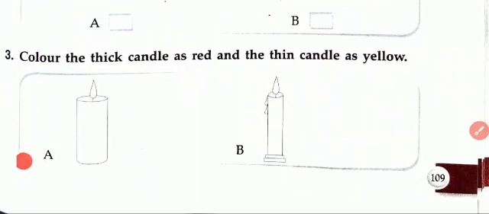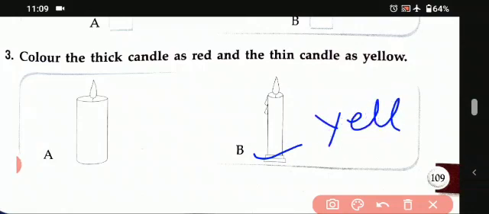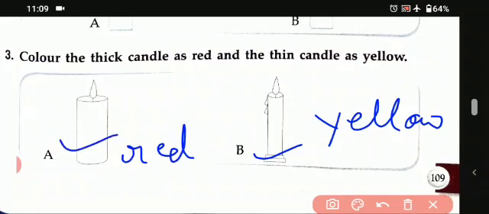Color the thick candle red and the thin candle yellow. So here, students, we can write yellow for this thin candle and red for the thick candle. Okay students, you have to color these candles in your book. I have written the name, you have to color it.